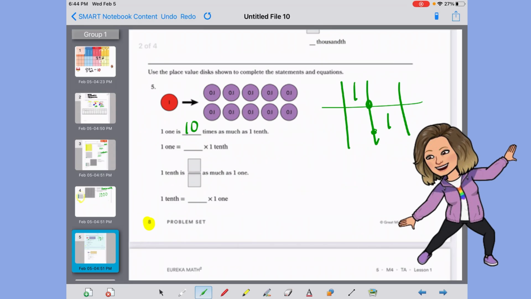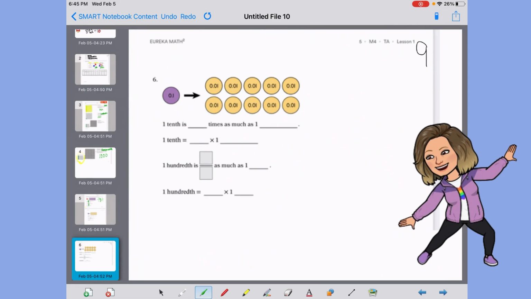We're going to write that like this. 1 is 10 times 1/10. So if I flipped that the other way around, another way to say 10 times larger, we flip those around and say 1/10 is 1/10 as much as 1 whole. 1/10 equals 1/10 times 1 whole. That's just using all of the language and vocabulary that we've been practicing. Flip your page over. Nope, we're still on page 9, it looks like.